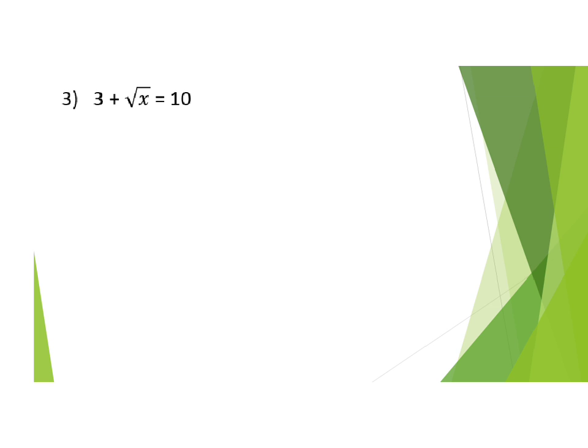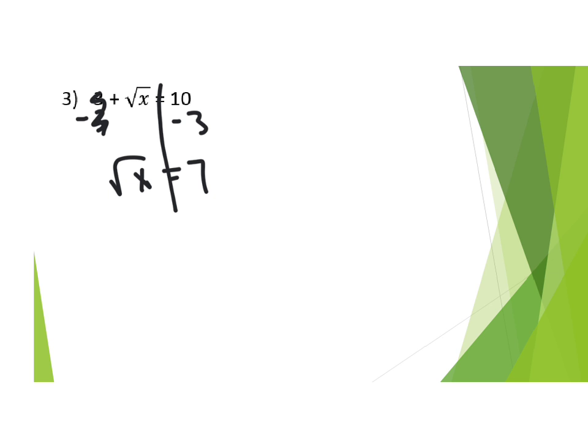So example 3, we have 3 plus the square root of x equals 10. Now the difference on this one is the square root of x isn't by itself. You're adding that 3 to it. So the first thing we have to do here is to get the square root by itself. So we've got to subtract this 3 first, which will cancel out. Now that gives us square root x equals 7.